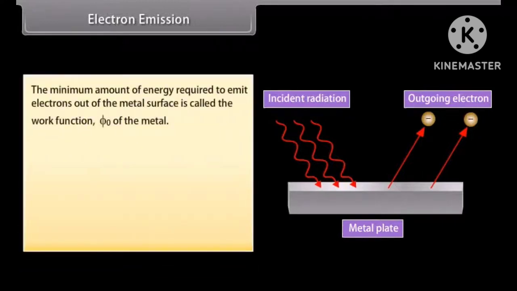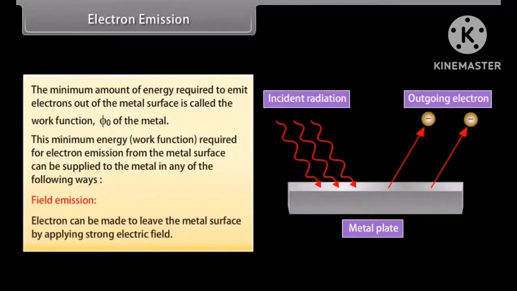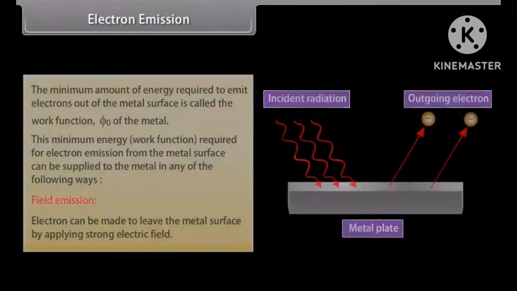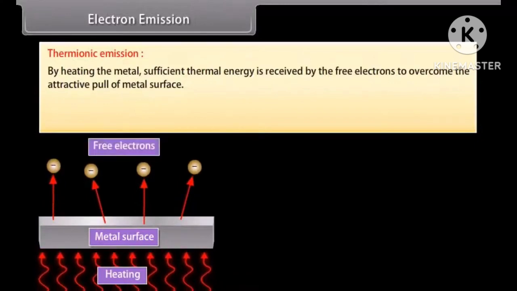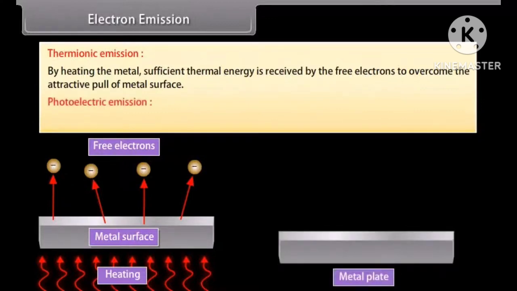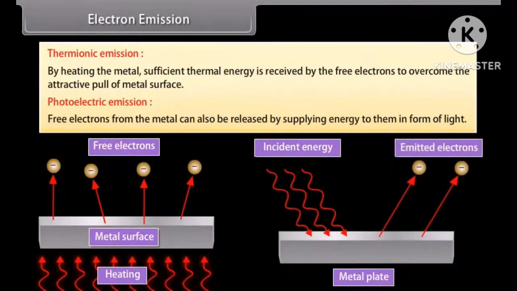The minimum amount of energy required to emit electrons out of the metal surface is called the work function, phi0, of the metal. This minimum energy can be supplied to the metal in any of the following ways. Field emission. Electrons can be made to leave the metal surface by applying a strong electric field. Thermionic emission. By heating the metal, sufficient thermal energy is received by the free electrons to overcome the attractive pull of the metal surface. Photoelectric emission. Free electrons from the metal can also be released by supplying energy to them in the form of light.